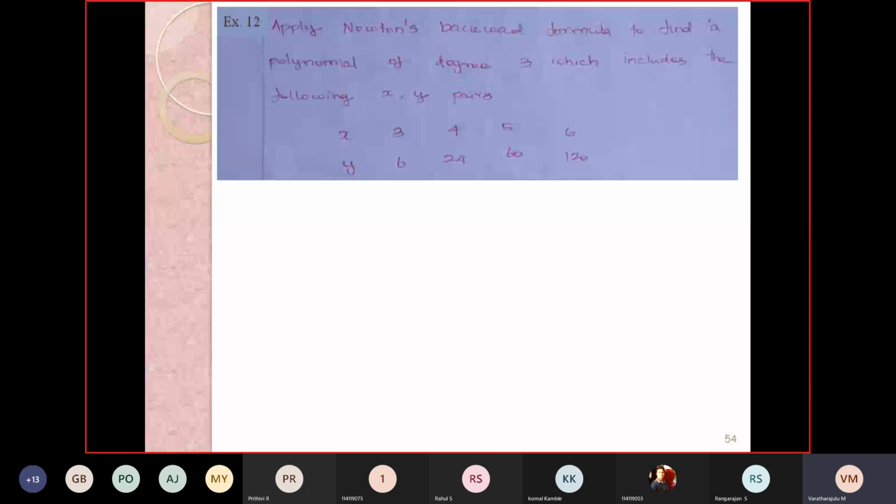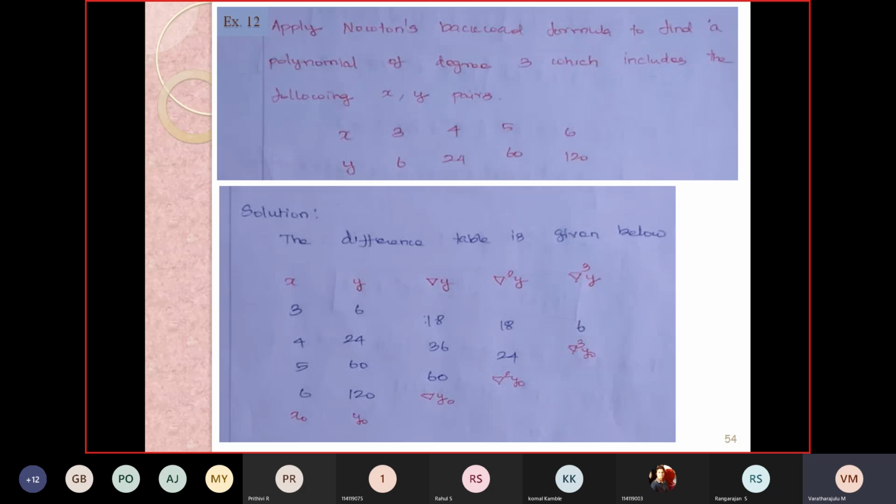And this is example 12. Apply Newton's backward formula to find a polynomial of degree 3, which includes the following x and y pairs. There are four sets of data given, and we are going to find the relation over the given data by the application of Newton's backward formula. And see what we need to do. We need to get the difference table, and that is first, in either Newton's forward interpolation or Newton's backward interpolation. See, the first differences are 18, 36, 60, the second differences are 18, 24, and the third difference is 6.